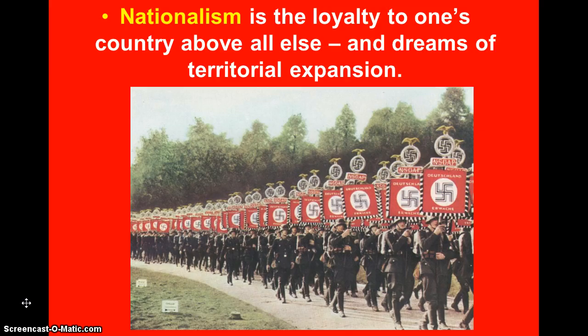Let's say I'm American. That means that nationalism means that I have loyalty to the United States no matter what it does, good or bad, and that I want the United States to have territorial expansion. Now, this is not my belief, but I'm just explaining that nationalism is loyalty to one's country and wanting the country to expand and spread and have a sphere of influence in the world.